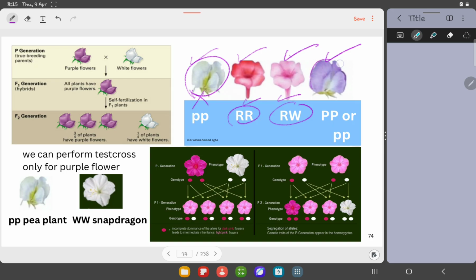But what about the purple flower of pea plant? The purple flower might be P capital P capital or P capital P small. So at that time we need to perform what? To perform the test cross in order to know if this purple is P capital P capital or P capital P small.